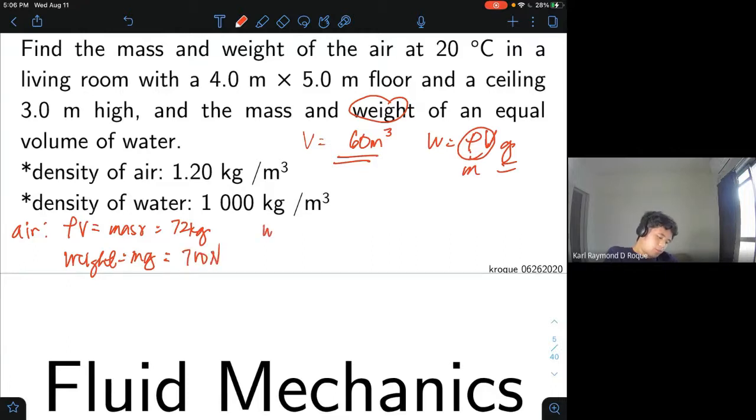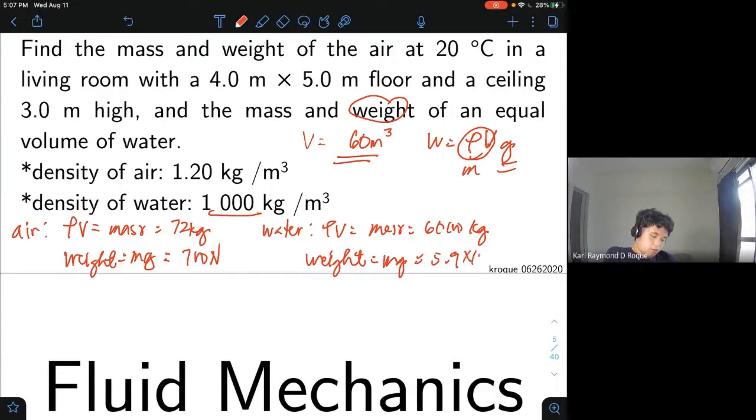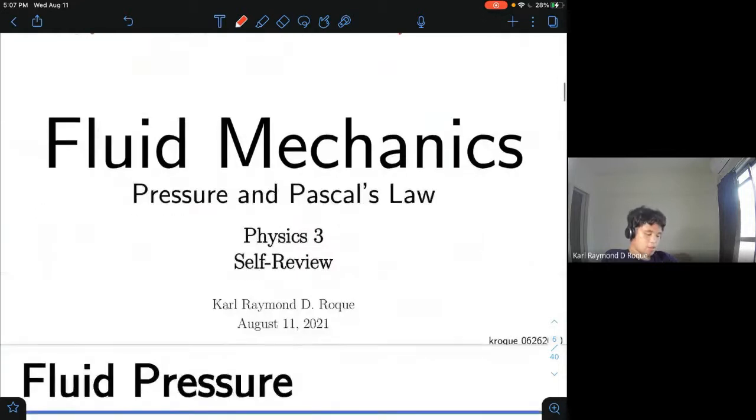For water, ang dali lang yan. So water is rho v. So bigat ang water, of course, kasi mas mataas density niya, mas dense siya. Weight equals 5.9 times 10 to the 5th newtons. All right? That's easy. So now let's go on. Move on na agad tayo.